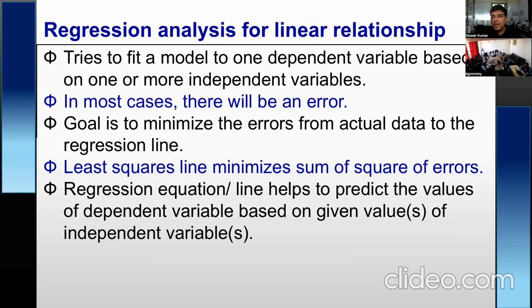But in most cases, you will get errors. The line will not represent the whole data. It can be a little bit away from the data points. But our goal is to minimize the errors from actual data to the regression line. It means the line should be as close as possible to the actual data. That will be the best fit line, and the method of least squares minimizes the sum of squares of errors. The regression equation or line helps to predict the values of the dependent variable based on given values of the independent variable.